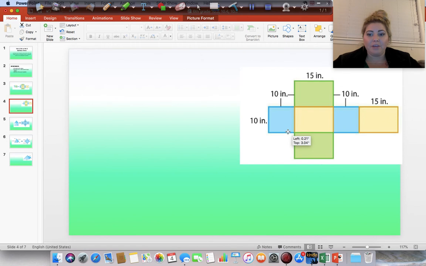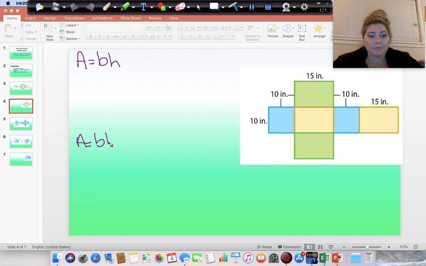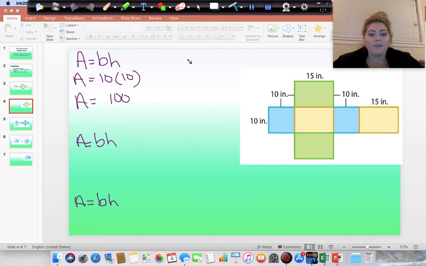All right, here's our figure. Okay, we've got 6. All of the ones that are the same are colored the same color, so that's helpful. So we need 3 formulas. Area equals base times height, area equals base times height, and area equals base times height. So we're going to do this blue one first. So area equals 10 times 10, which is 100. Once I find that area, I'm going to write it off to the right.